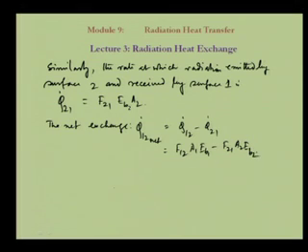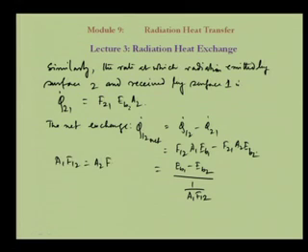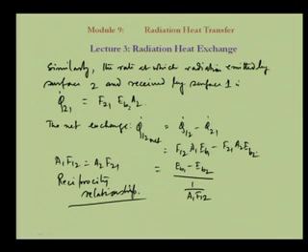And then we can say that this is equal to Eb1 minus Eb2 divided by 1 by A1 F12. How could we write it? Because we know that A1 F12 is equal to A2 F21. This is from the reciprocity relationship we discussed in the last class.